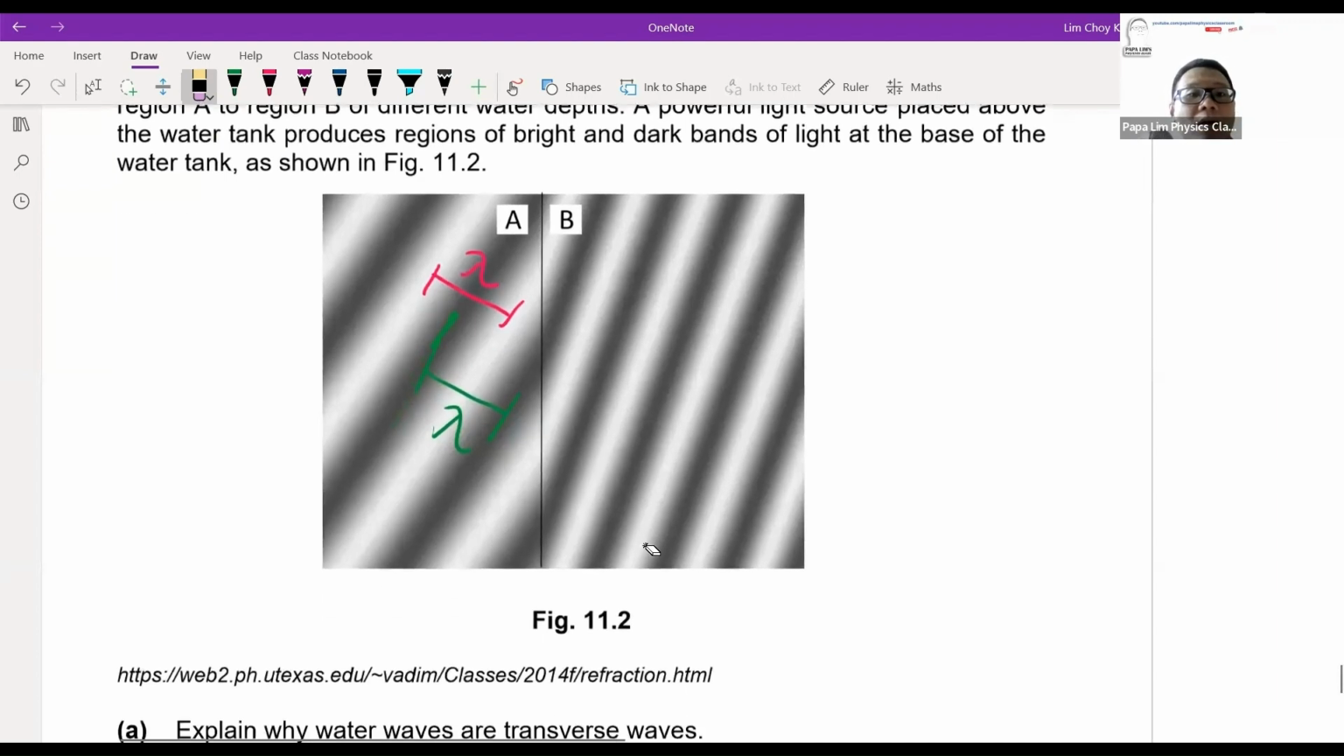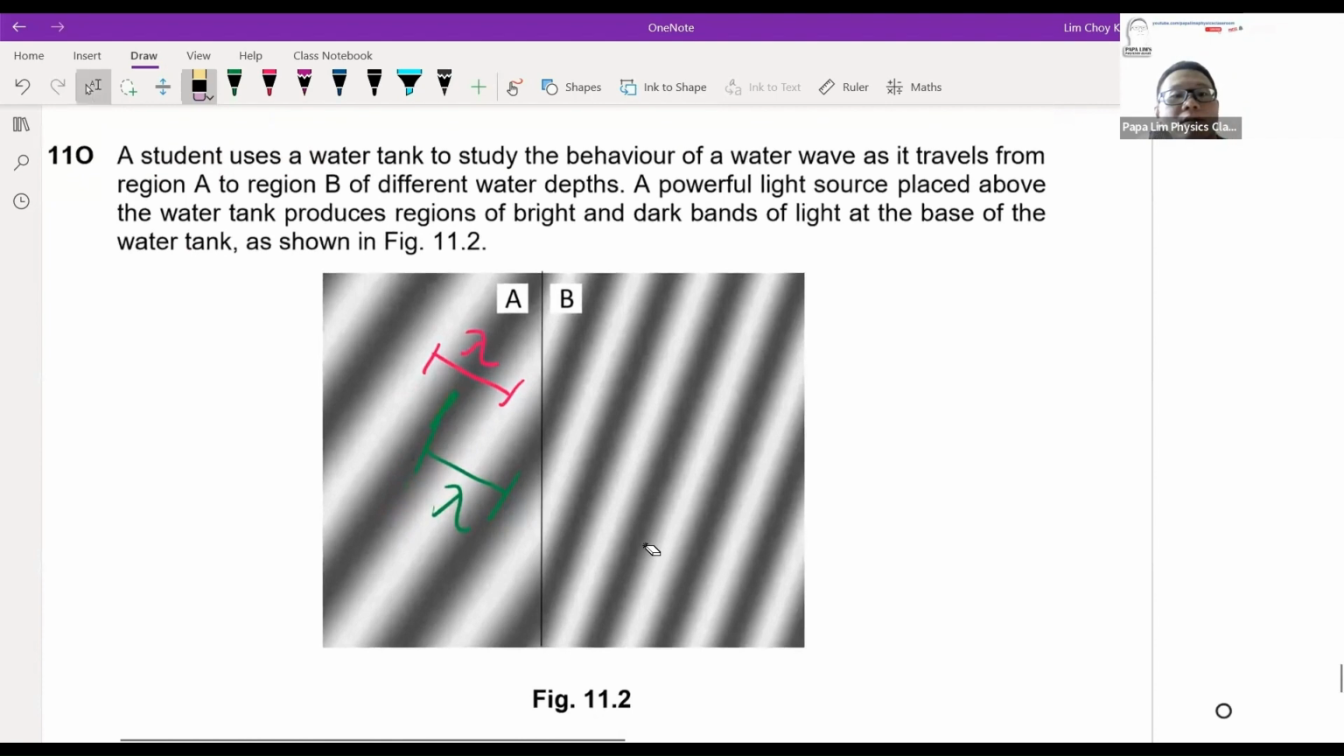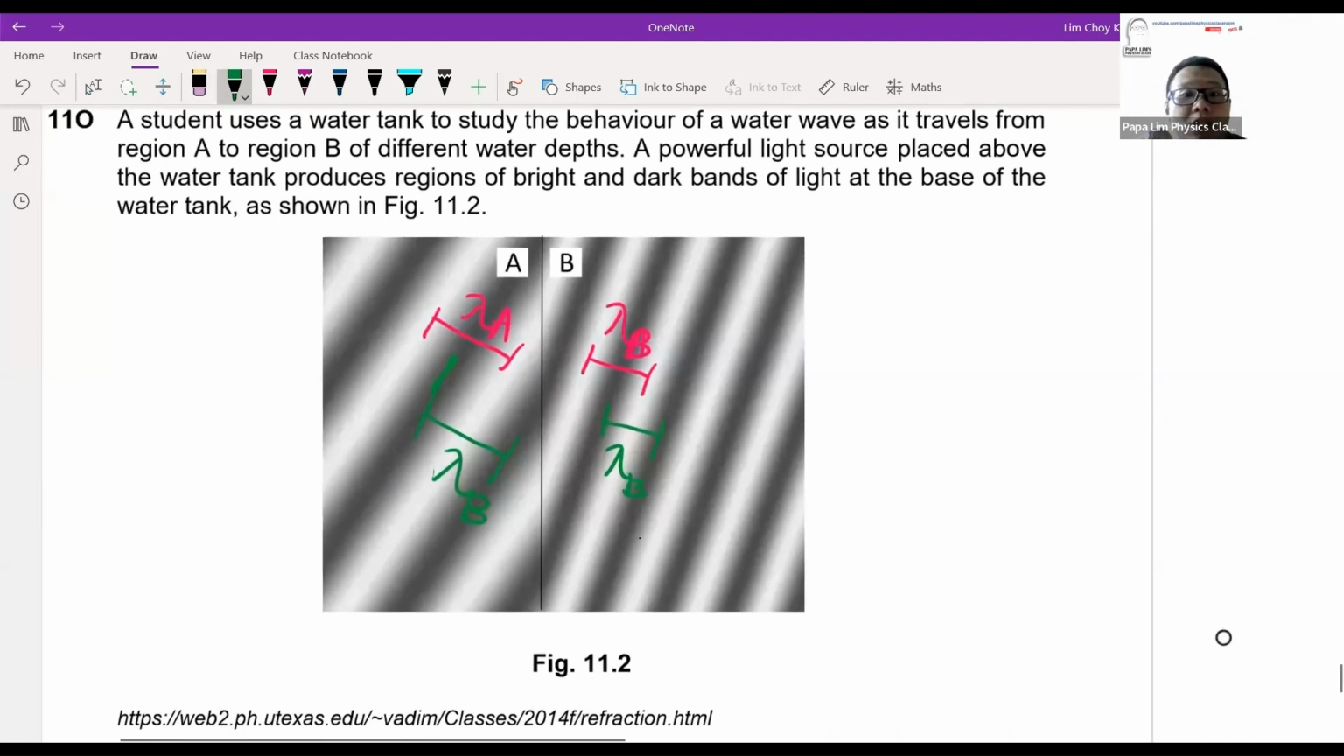Now, different regions. One obvious thing to take note of is that the wavelength of each of them is actually different. For example, the wavelength here, and the wavelength here, sorry, this should be B. The wavelength at A and B are slightly different; one is longer, one is shorter.